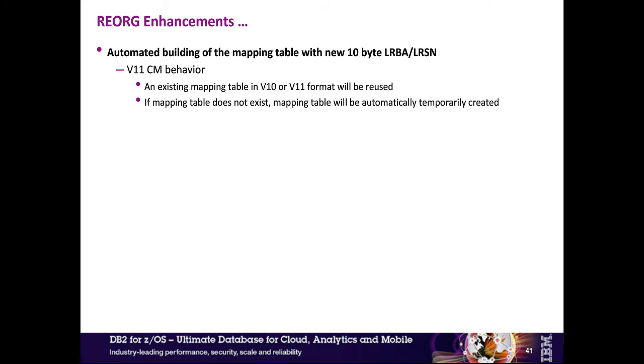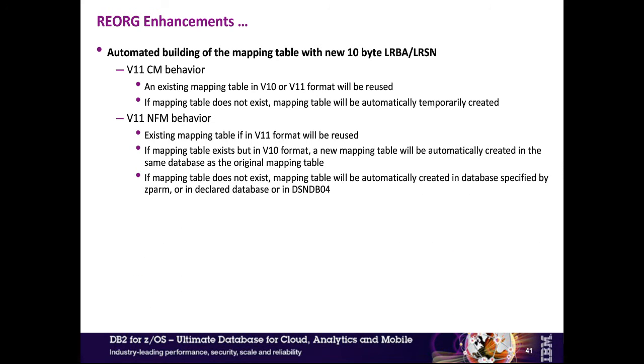On slide 41, I'd now like to talk about the automated building of the mapping table with the new 10-byte log RBA LRSN value. And there's a difference in behavior between CM mode and NFM mode. When you're in V11 CM, the behavior is as follows. Any existing mapping table, whether it be in version 10 or V11 format, will be reused. If the mapping table does not exist, a mapping table will now be automatically temporarily created. The difference between the version 10 and the version 11 format of the mapping table is very slight, very small. And the only difference is that the size, length of the LRSN column has increased from 6 bytes to 10 bytes.